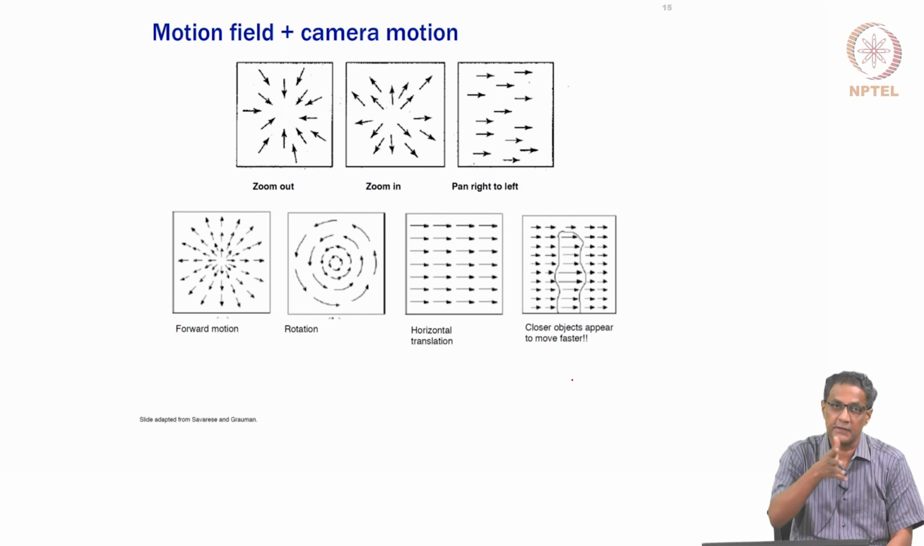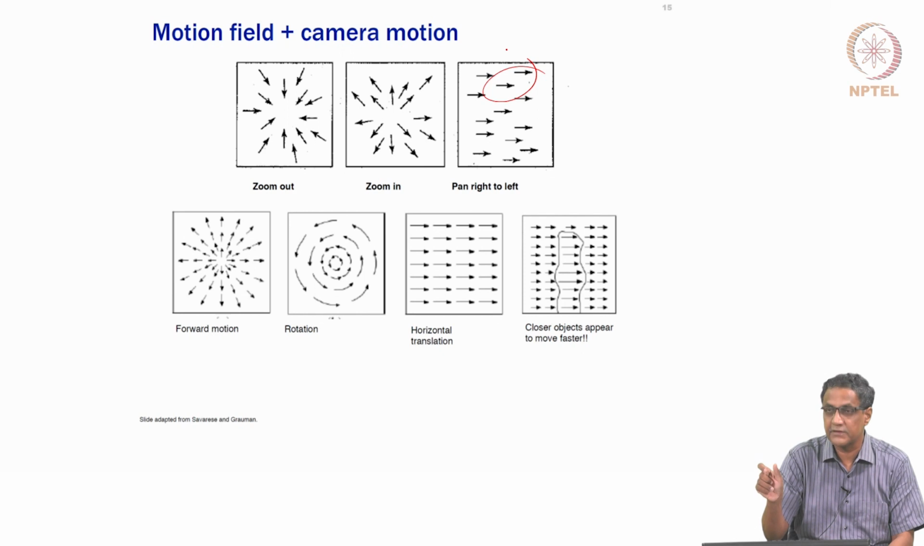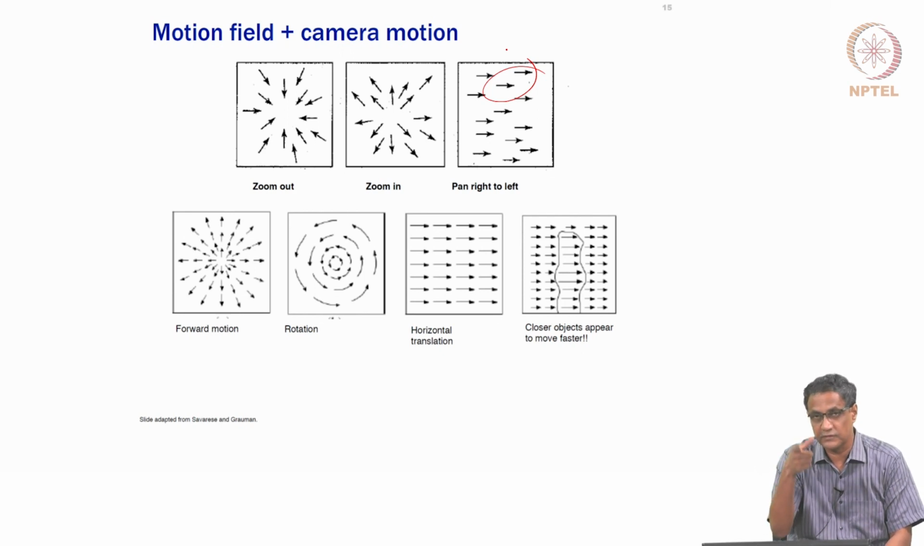Then if you have a camera that's panning from right to left, you will get motion vectors like this, and if you notice, they all are of the same length, which tells you a lot about the scene. We will see that down the line. There is one more example coming which will make it even more clear.